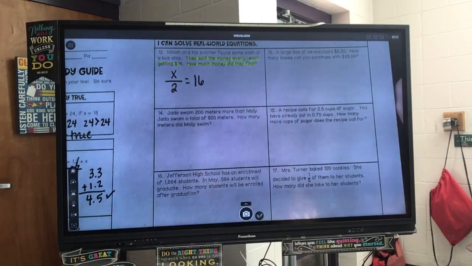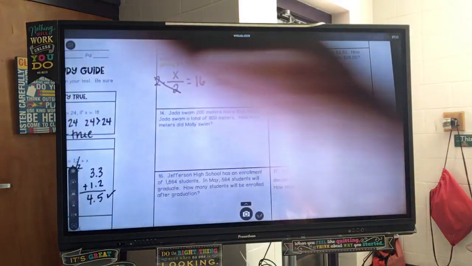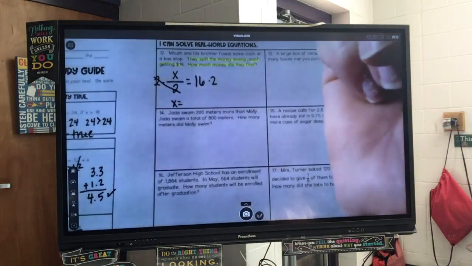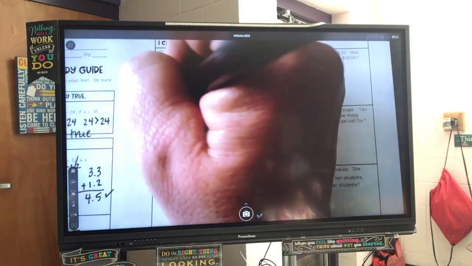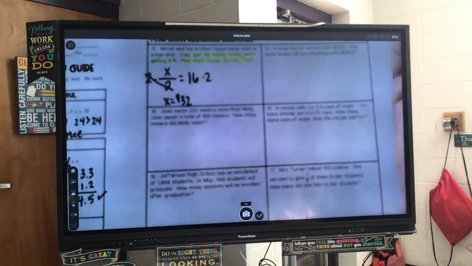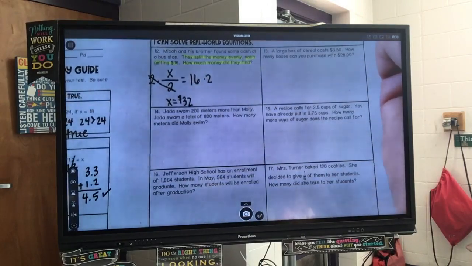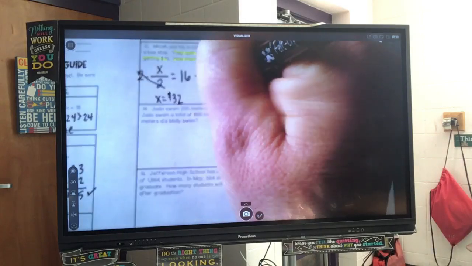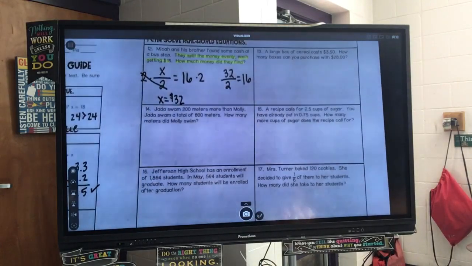Jenna? And cancel it out and times it by 16. Okay, so x equals, what's 16 times 2? So they had $32, and how do I check to make sure this is right? What do we need to do, Gemma? 32 divided by 2 equals 16. You're just plugging it back in. Just remember, y'all.